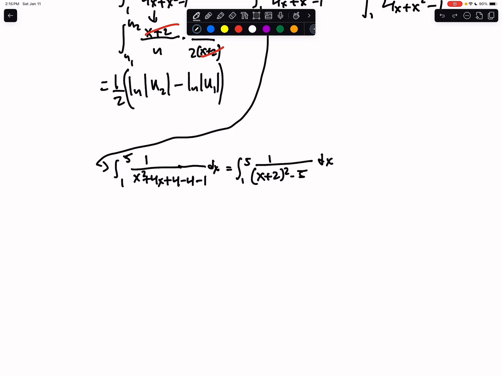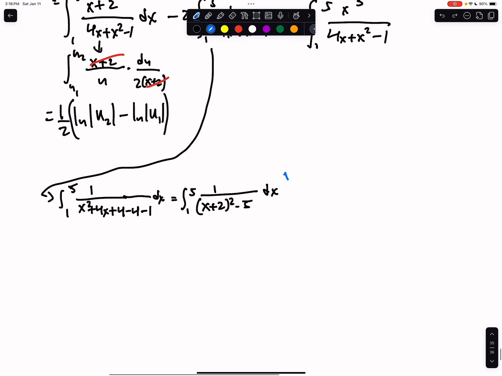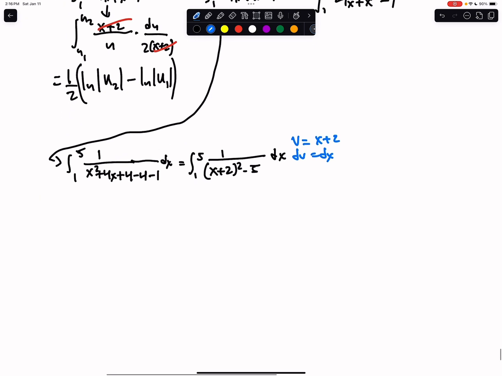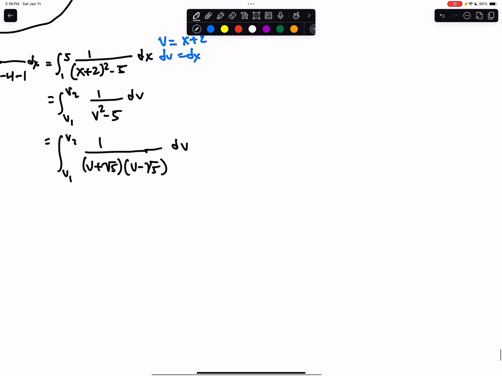So what I'm thinking here is I'm not going to use u here. Just for clarity, I'm going to set v equal to x plus 2, and then of course dv equals dx. So I'm going to have the integral from v1 to v2 of 1 over v squared minus 5 dv. Now I'm going to use the difference of two squares in the denominator, and I'm going to get (v plus root 5) times (v minus root 5) dv.